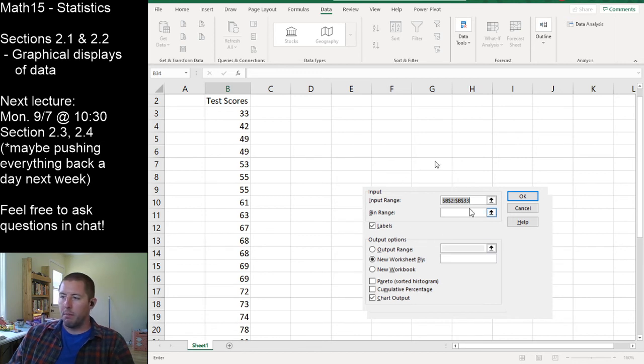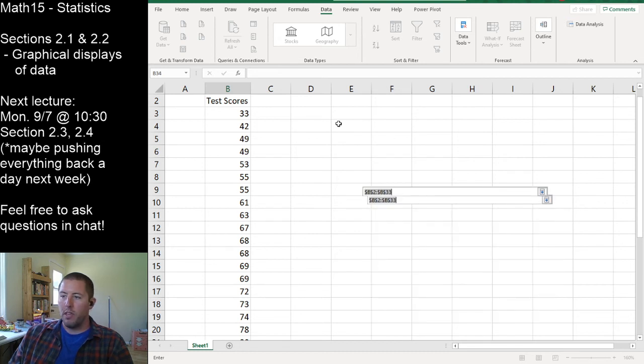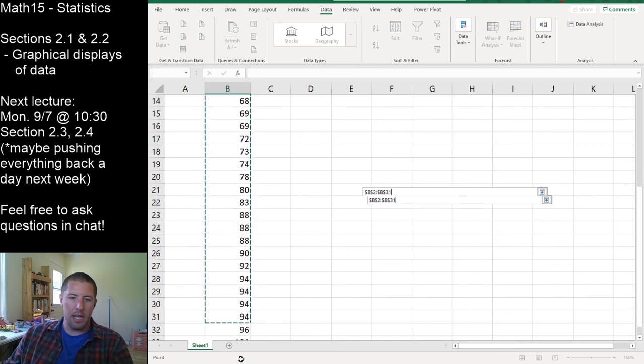Here are a couple of things I'm going to do. First, for the input range, you always have to deal with the input range. Right now it's pre-selected only because I did this once before I started class to make sure I wouldn't do anything dumb. You should pretty much always click the button next to it, at which point you can select data from your screen. I'm going to click and drag, and notice I included Test Scores as a label. I'll show you what to do with that in a second. I'm selecting all of my data. Then I click the button on the side again to say I'm done.